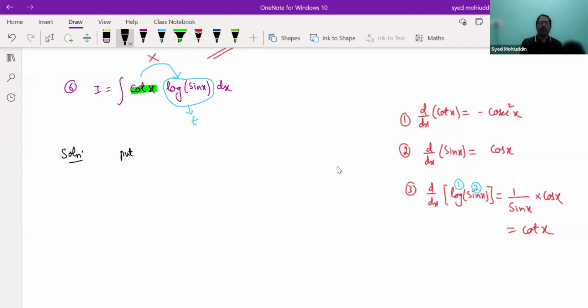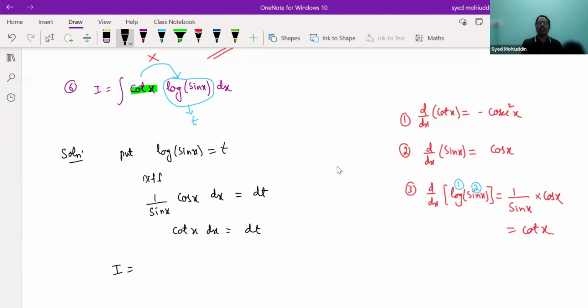So put log of sin x equals t. Then if I differentiate this, the derivative of log will be 1 by sin x, differentiation of sin will be cos x, derivative of x will be dx, and derivative of t will be dt. Now cos by sine will give you cot x into dx equals dt. So you can observe that cot x into dx is dt, and log of sin x is t. So it is t into dt.